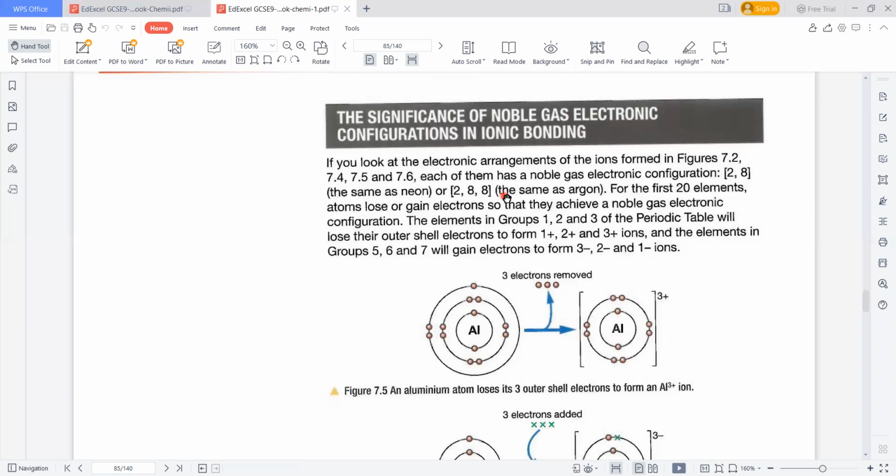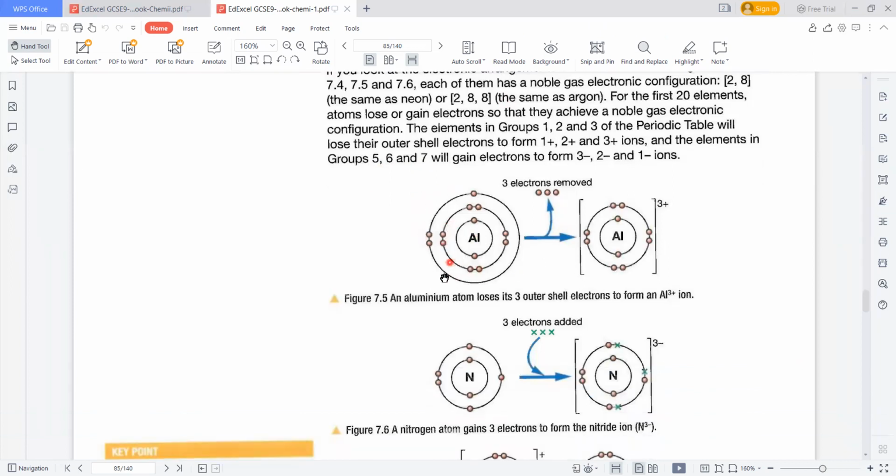So for the first 20 elements, they lose or gain electrons so that they achieve a noble gas electronic configuration. Now, groups 1, 2 and 3 will try to lose electrons as per their group numbers, and groups 5, 6, 7 will accept electrons. Group 5, in which nitrogen is, will accept 3 electrons. Oxygen in group 6 will accept 2, and group 7, the halogen family, will accept 1 electron per reaction.